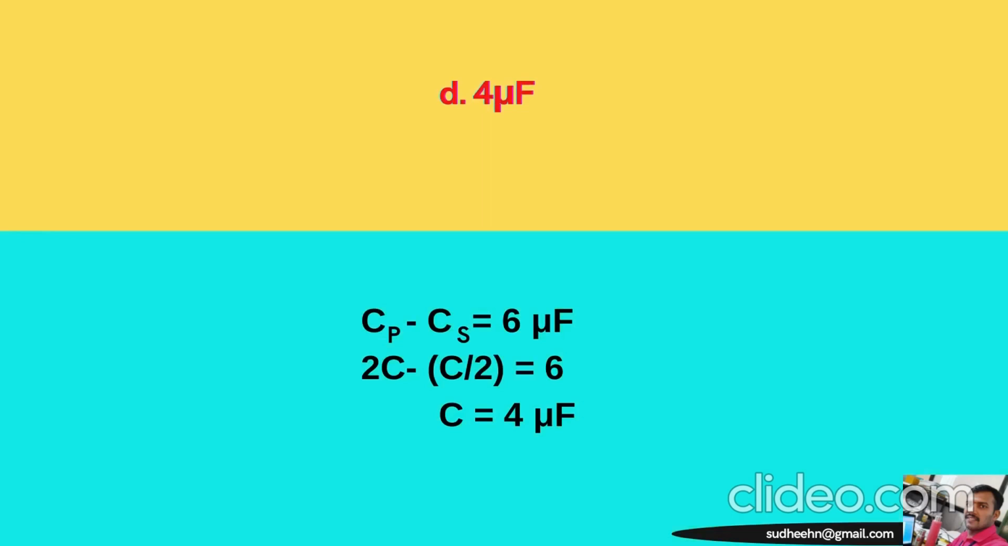That can be obtained with the help of the equation Cp minus Cs is equal to 6 microfarad. By substituting Cp is equal to 2C and Cs is equal to C by 2, we get the value C is equal to 4 microfarad.